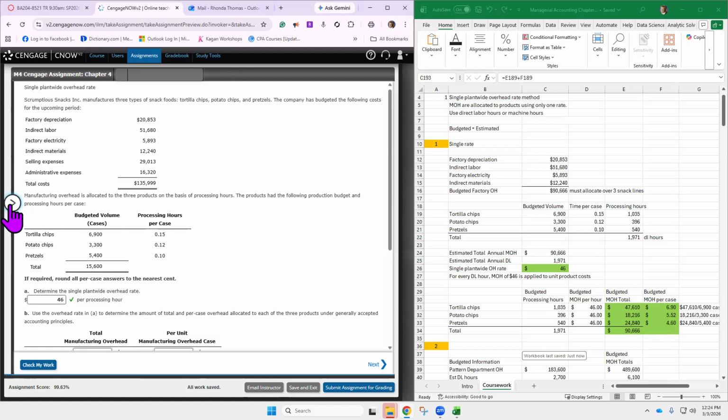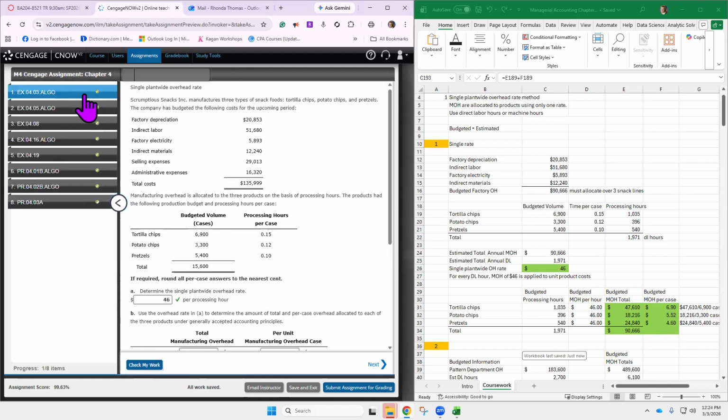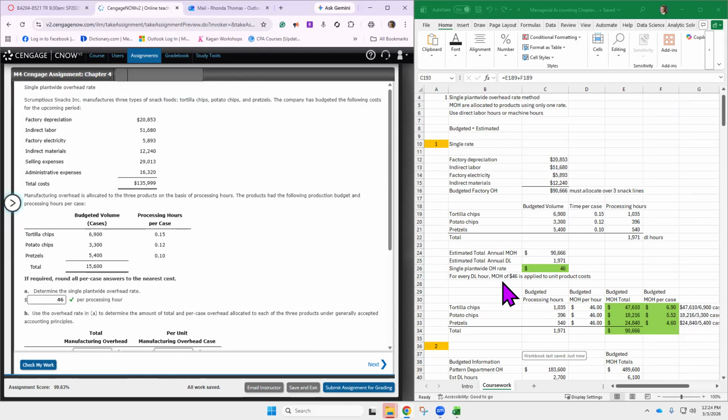Okay, so let's start with number one. We'll have a single plant-wide rate, a multiple department rate, and a new one called activity-based costing, which is known as ABC. This first one is demonstrating the single plant-wide overhead rate. We have 3 snack lines: tortilla chips, potato chips, and pretzels.